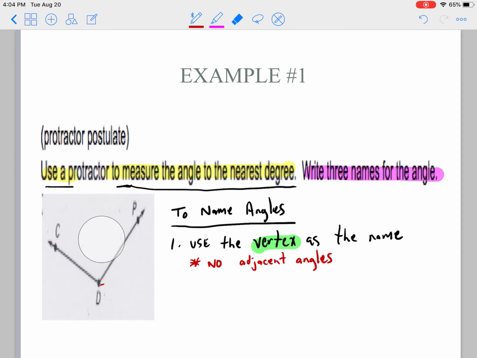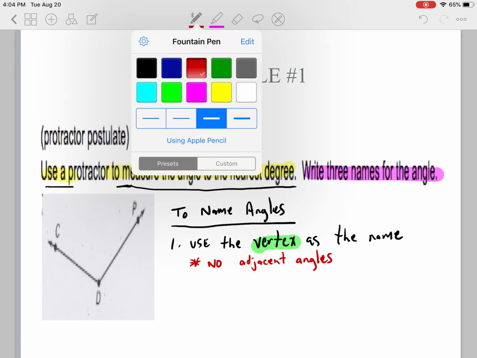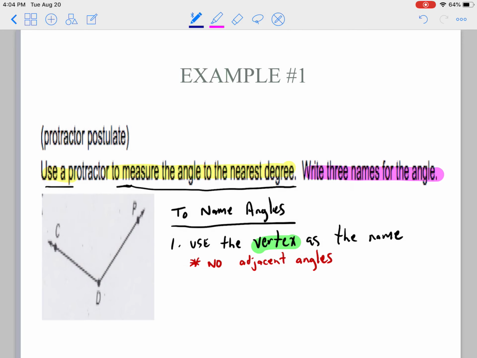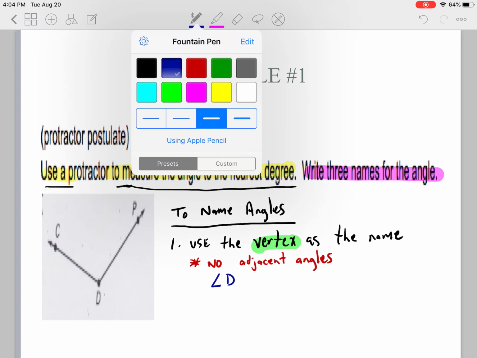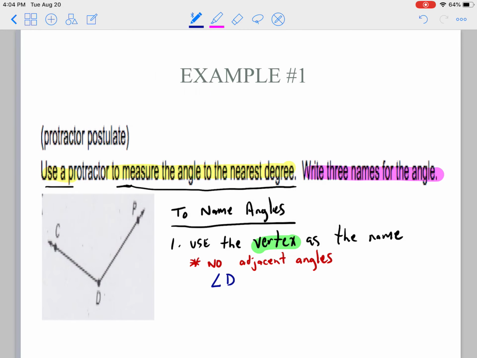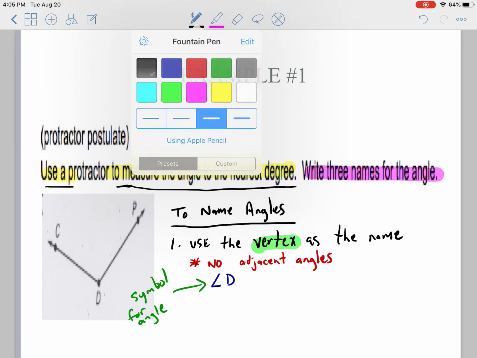However, in this case, there are no adjacent angles, so I have the ability to write angle D. Remember, that is the symbol for angle. And let's use green. Symbol for angle. Okay. Angle D is an option that works if there are no adjacent angles.